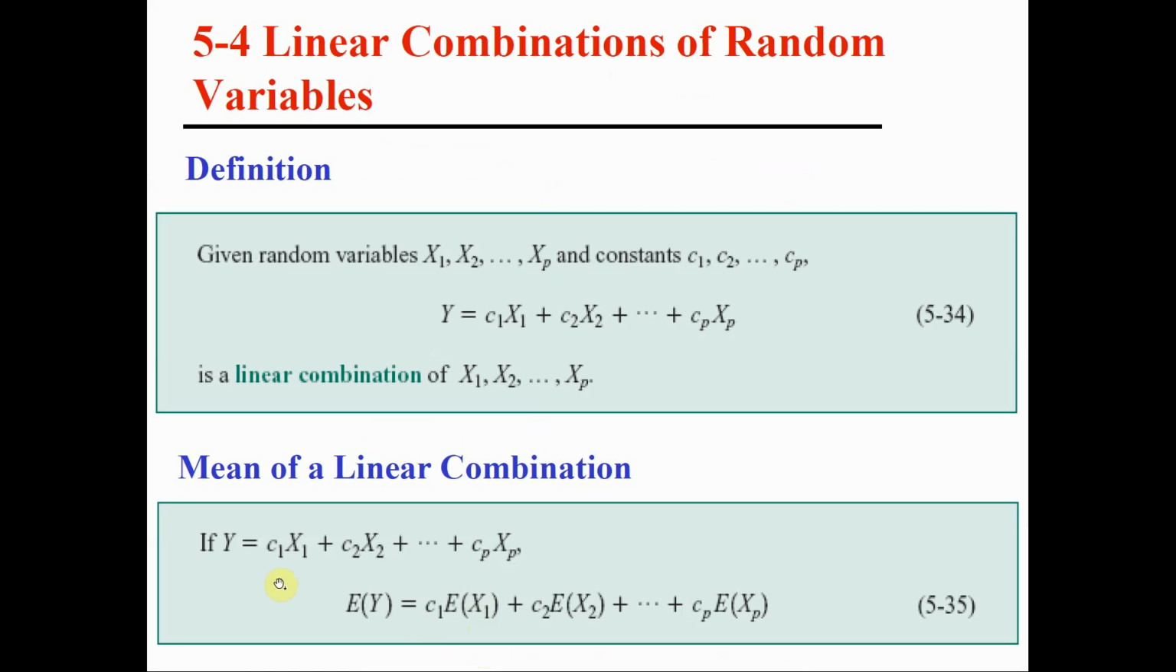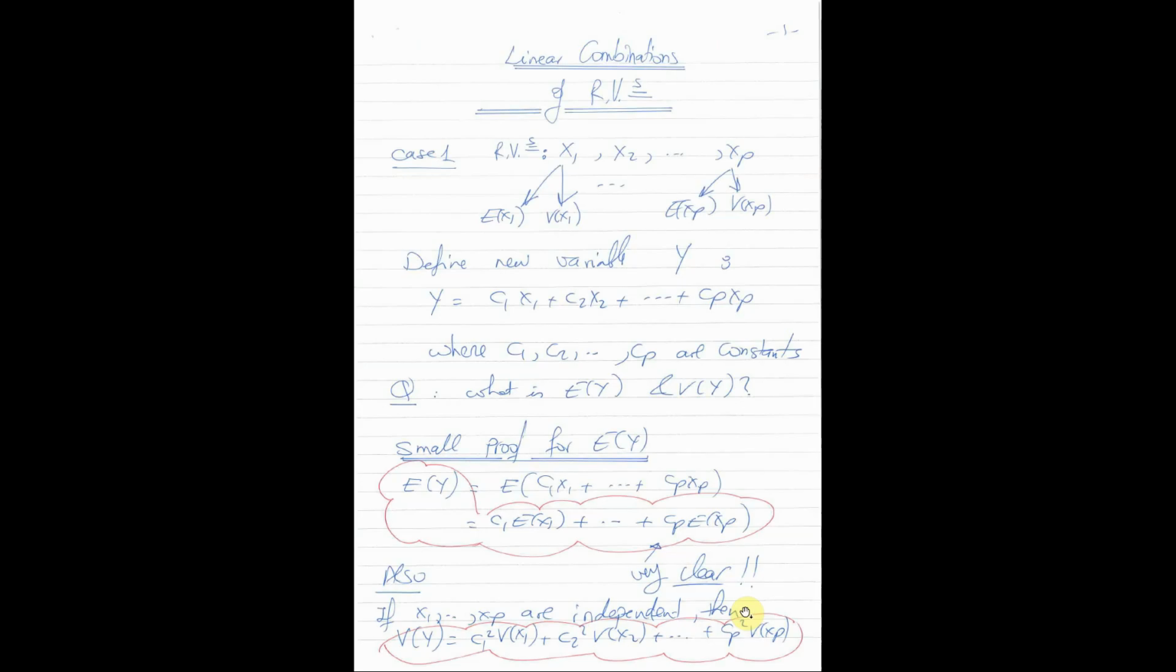This is exactly the same as we said. Basically, if x1 until xp are random variables, and c1 until cp are constants, we define a new variable y to be c1x1 plus c2x2 plus until plus cpxp. In other words, y is just a linear combination of the x1, x2 until xp variables. What can we say then? The expected value of y is equal to c1 expected value of x1 plus c2 expected value of x2 plus and so on plus cp expected value of xp, as we have mentioned here. So it's exactly the same.